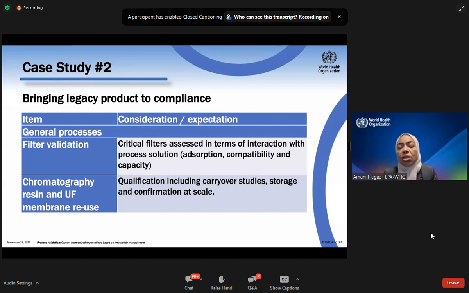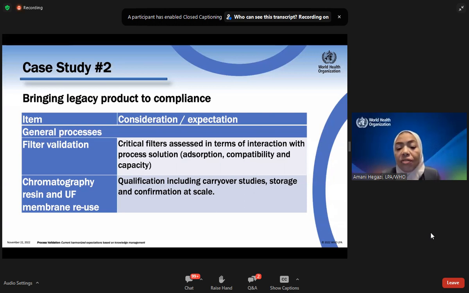Filter validation. Whenever we use filtration, whether diafiltration or tangential flow filtration, the critical filters are assessed in terms of interaction with a process solution. Does it have a tendency for absorption? Is it compatible with the intermediates and the product? Is it appropriate from the capacity point of view? All these aspects should be assessed for every filter used.